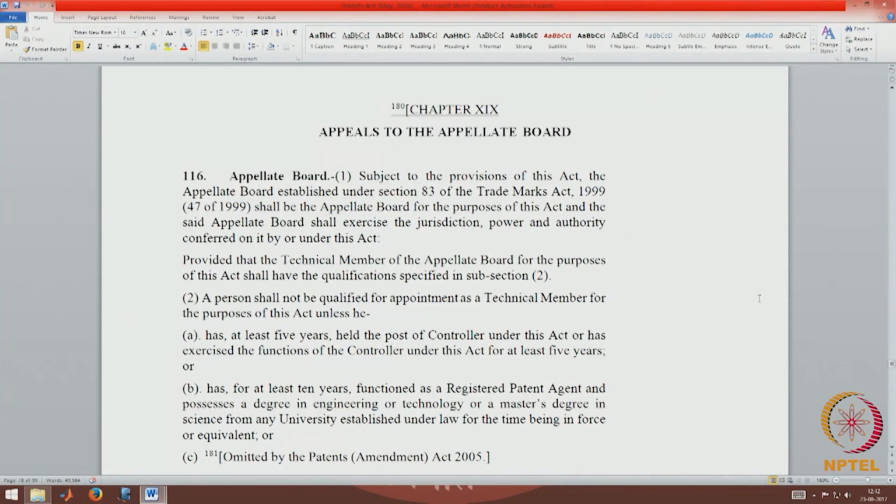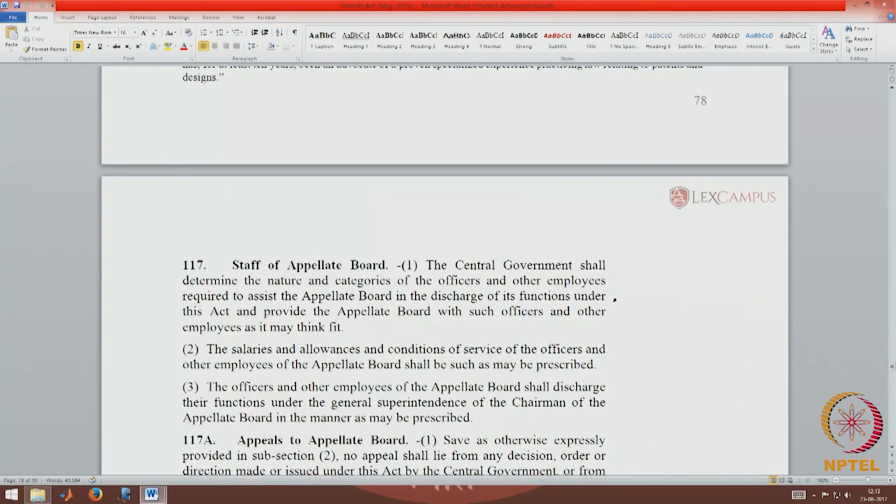So, the appellate board, when it sits discharging the patent function, comprises of the chairman, who is a judicial member, and the judicial member could be, in many cases we have seen, retired judges of the higher judiciary becoming the judicial member or the chairman, and the technical member. Technical member should have some patent related background, either as a controller or as a registered patent agent.